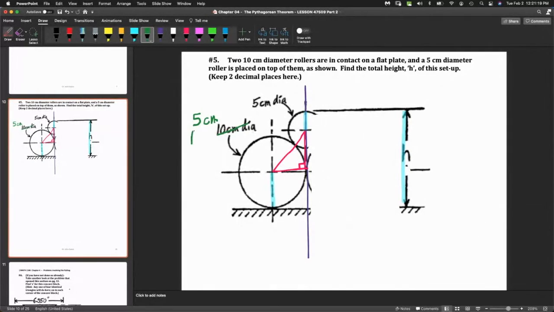And that's the radius. And over here, that would be 2.5 centimeters. So anyway, let's talk about some numbers here. Can someone tell me how much this length is? What is that length? How much is that length?